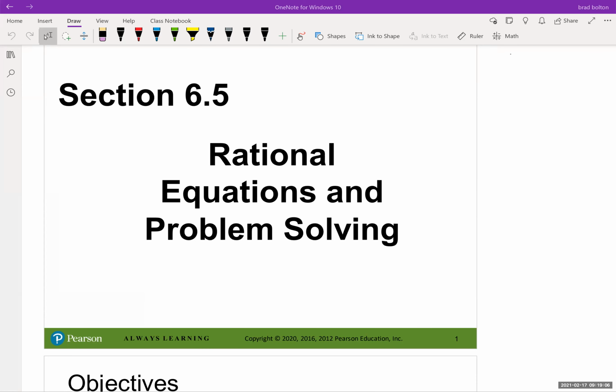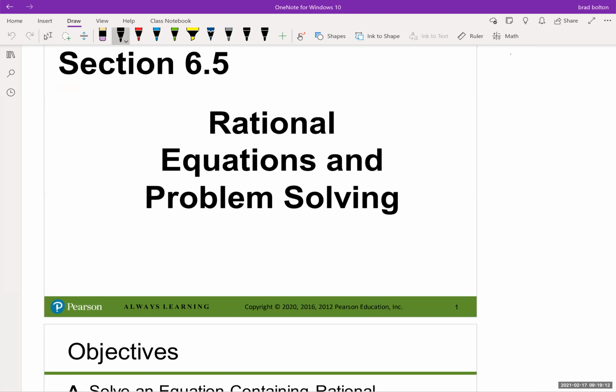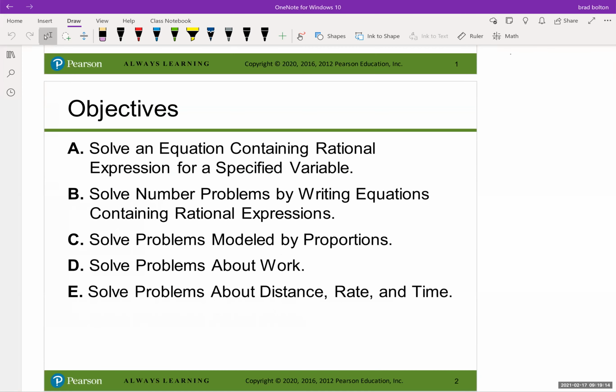Okay, so today we're going to finish, we're going to start section 6.5, rational equations and problem solving. Some of the objectives we're going to work on today are solving an equation containing a rational expression for a variable. So basically we're going to say, here's an equation. I'd like you to solve for the given variable or for the designated variable.